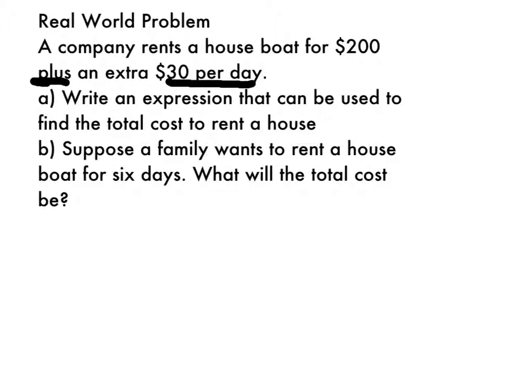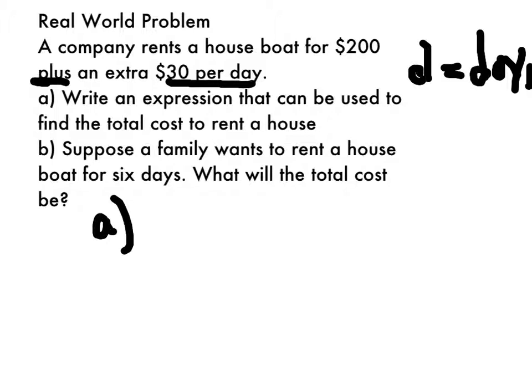Write an expression that can be used to find the total cost to rent a houseboat. So we know how much you start out with. We know that it's $30 per day. What's our unknown? Well, our unknown is how many days. So we could let D equal the number of days. You could assign a variable, or you could assign X, doesn't matter, or N, just any variable. So we would have $200. So part A would be $200 plus 30.